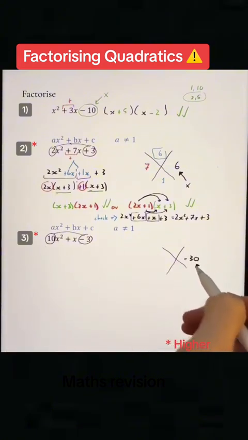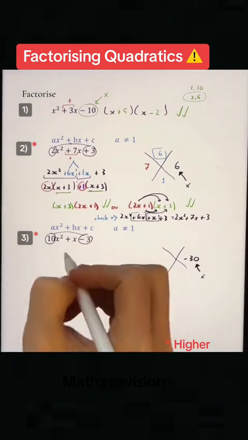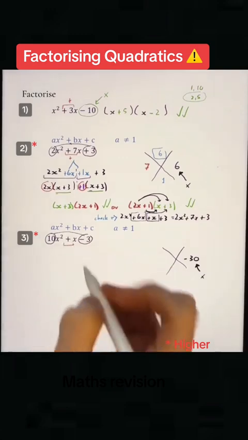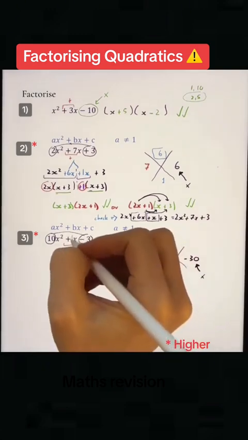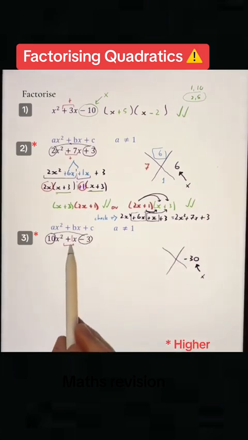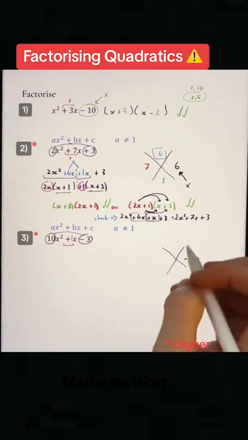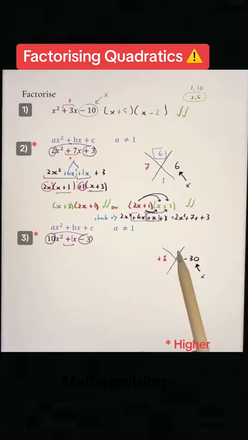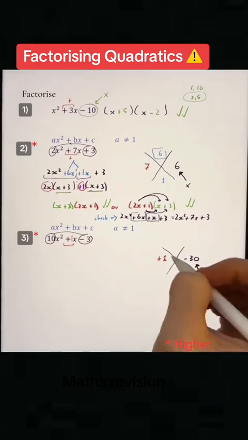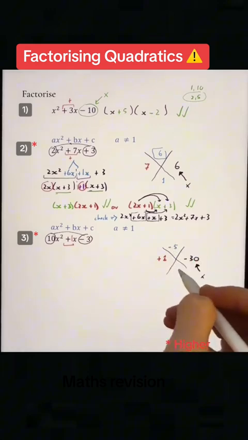So I want to find two numbers this time that multiply to give us negative 30, and the same numbers must add to give us the number in front of the single letter. If there's no number in front of a single letter, the number is 1. So plus x is the same as plus 1x. So therefore, the number in front in this case is plus 1. In this case, the only pair that multiplies to give us negative 30 and adds together to give us plus 1 can be negative 5 and 6.